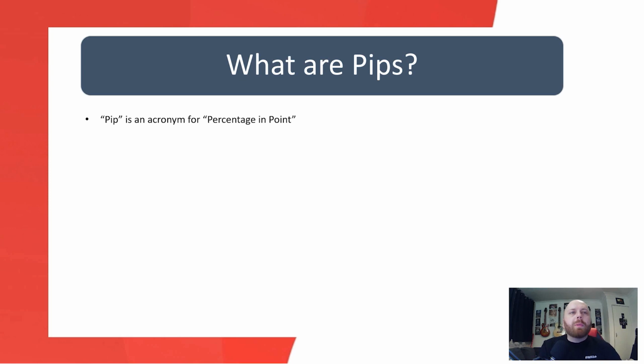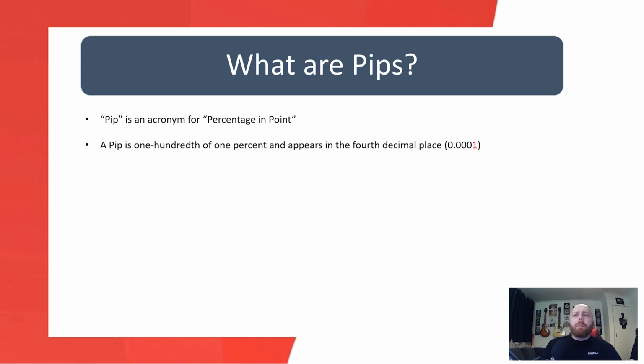Before I actually explain what it is, just so you've got an understanding, pip is an acronym for what we call percentage in point. And a pip is basically a 100th of 1%, and it appears in the 4th decimal place. So in the example there, you can see 0.0001. That's going to be what the value of 1 pip is. It's just the 4th decimal place. So if you're good at maths, you're going to find this really, really easy. So the pip equals 1 basis point.